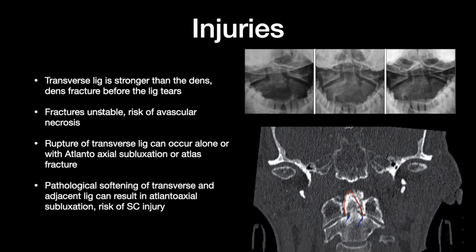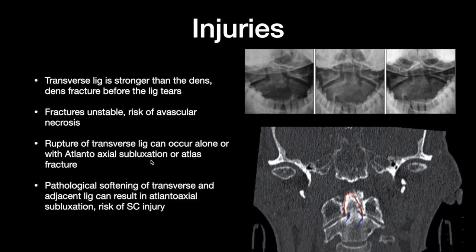These fractures are unstable, and there is a risk of avascular necrosis, because if this has fractured completely, there isn't a way for the body to reunite the bones, right? That's because the transverse ligament will go in between the bony pieces, and there isn't really a way to heal this besides surgery.